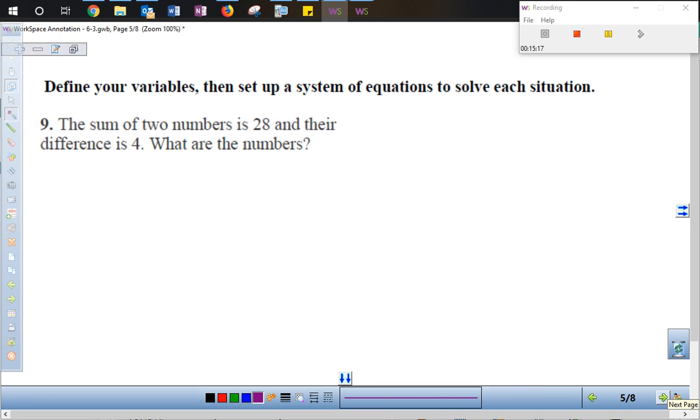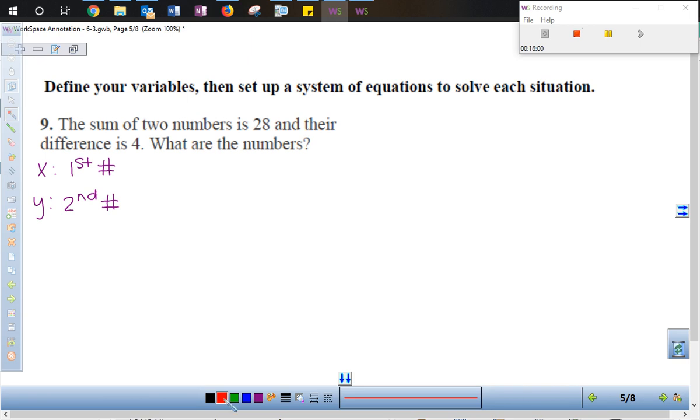What are the numbers? Well, I don't know what the numbers are, so I have to call them something. So let's just talk about the first number. Since I don't know what the first of the two numbers is, I need to call it a variable. Well, our favorite variable is x, so I'm going to say that x represents my first number because I don't know what it is. Well, if I don't know what the first number is, I don't know what the second number is, so I'm just going to call that guy y. y is going to represent my second number. Now, you can call them whatever variables you want. I just chose x and y because they're easy to work with.